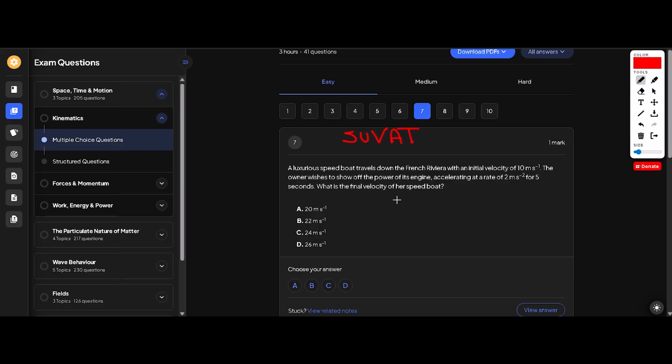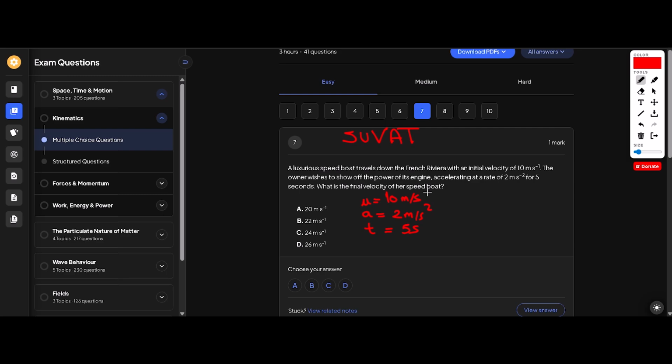Initial velocity, final velocity, acceleration, time. Okay, so let's see. Here we have the initial velocity, which is u right there, equal to 10 meters per second. Okay, the owner wishes to show off the power of the engine, so accelerating at a rate of 2 meters per second squared. So here we know that the acceleration would be 2 meters per second squared. For 5 seconds, of course, this would be the time. So we know that the time would be 5 seconds. And this is all the givens that we got from the question.